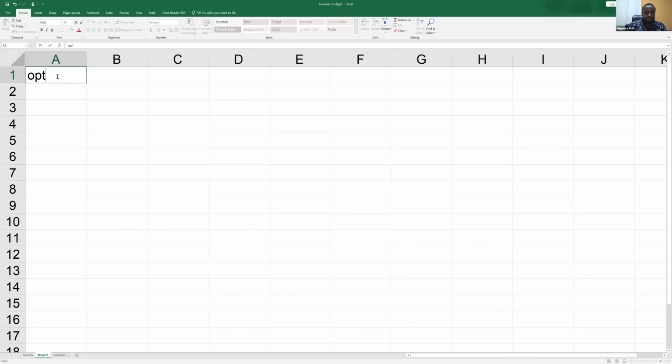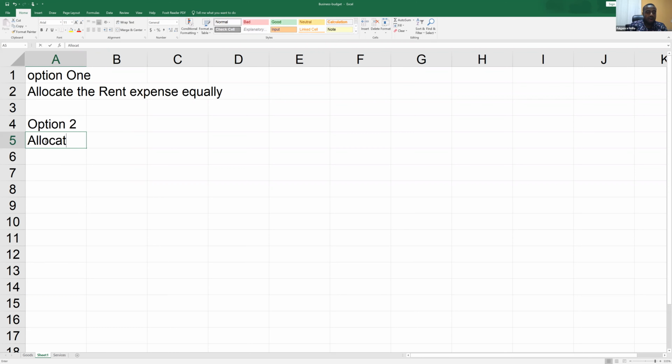So option 1 is allocate the rent expense equally. That is option 1, the simplest one, but not the best. Option 2, allocate the rent based on the budget stroke income. So we have project A. I hope you can see what I'm typing.